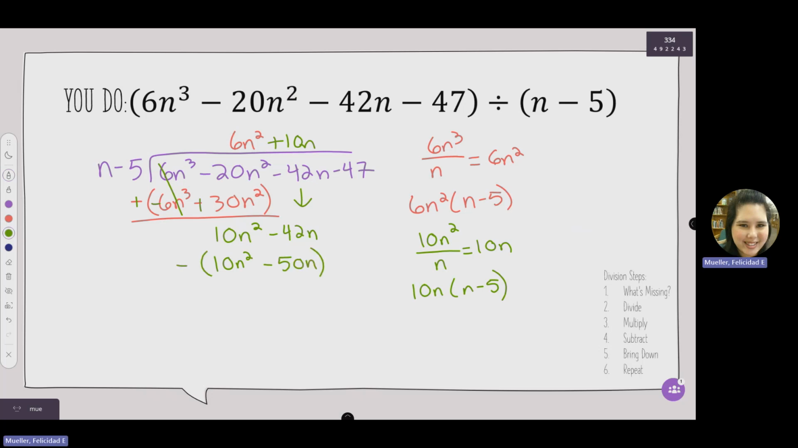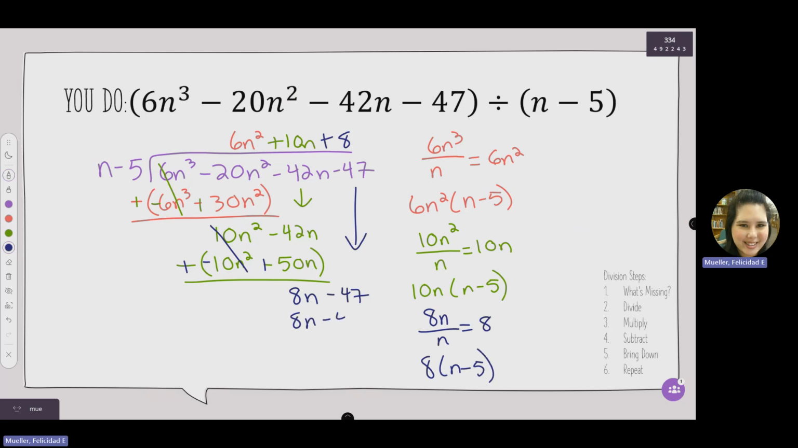And again, we are subtracting this. So let's flip our signs. The n squareds cancel out. Negative 42 plus 50 is positive 8, so positive 8n. Bring down the minus 47. So now we do 8n over n, which is 8. So positive 8. So we're going to do 8 times n minus 5. And we get 8n minus 40.